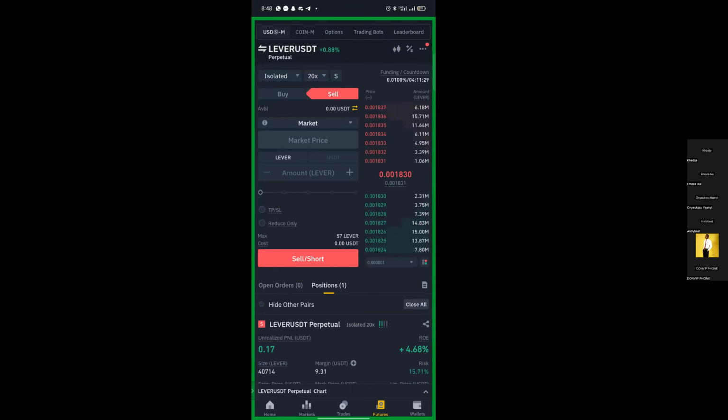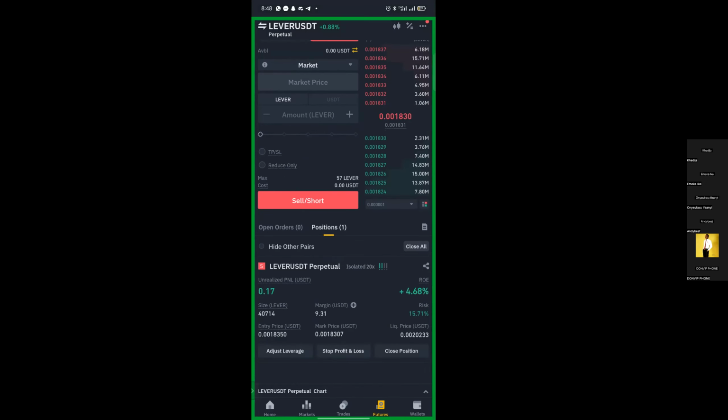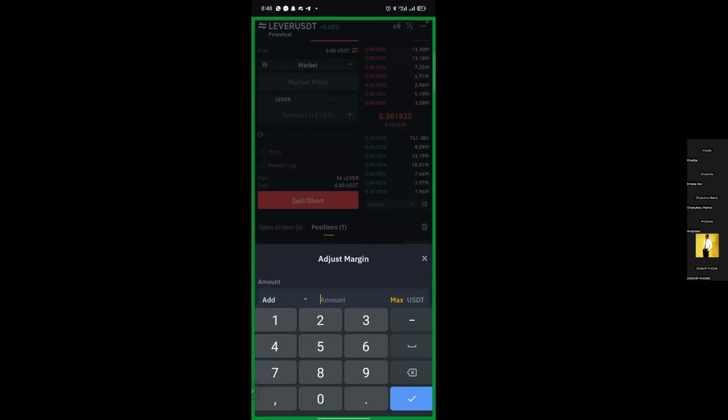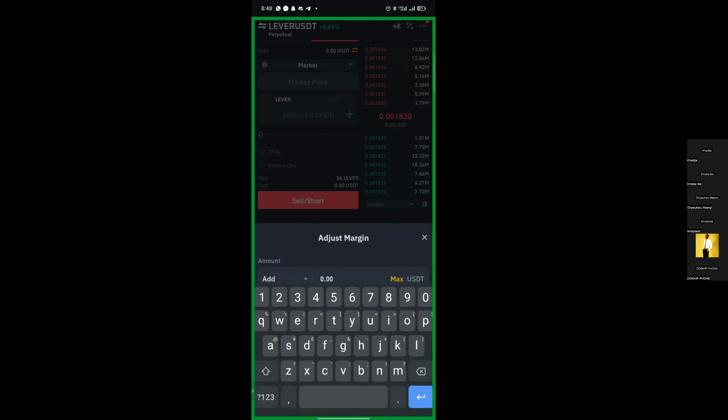Okay, so if this coin is actually doing well and I'm making profit, I can go back to this margin and remove my $5 margin back. Let's say $5 margin. You select remove here. There's an option for you to remove here. Let me go to remove.